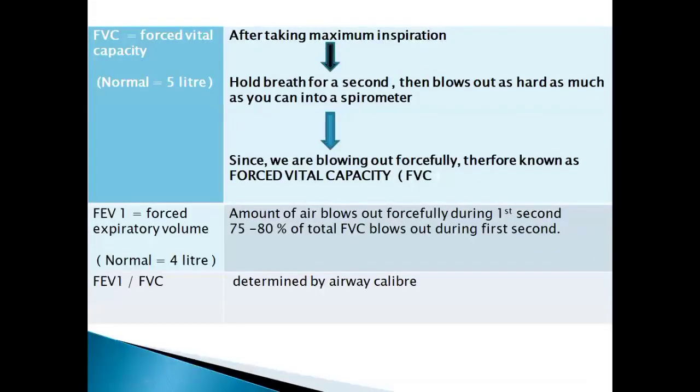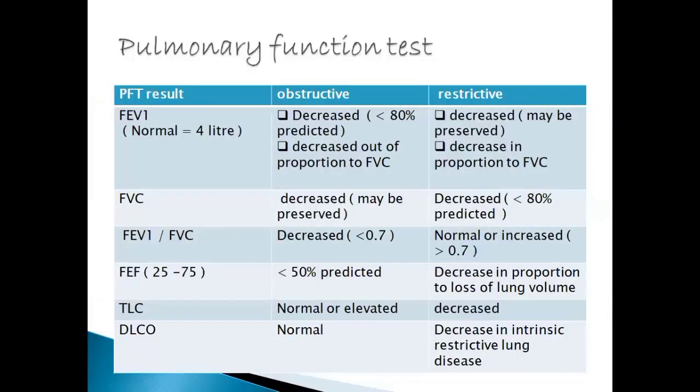So first of all, what is FVC? FVC is the forced vital capacity. We had discussed that in obstructive, FVC will be decreased, but in restrictive, it will be decreased to less than 80% predicted. So it is more important in restrictive that it will be decreased to less than 80% predicted.